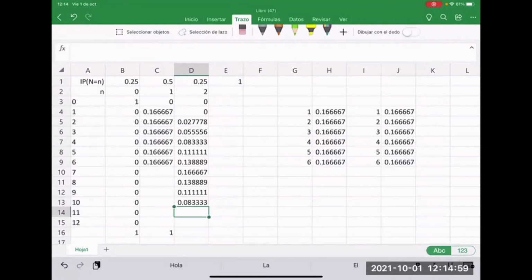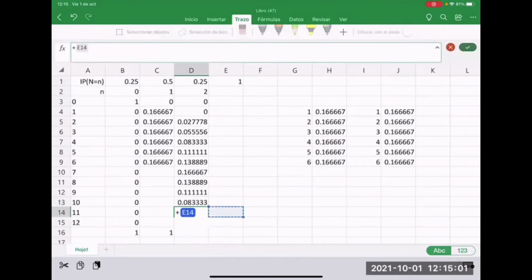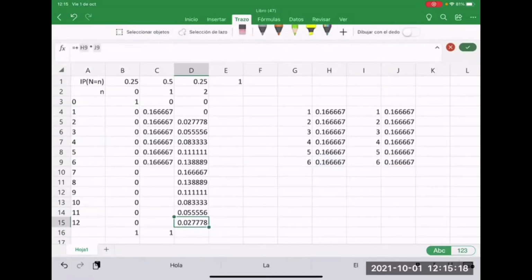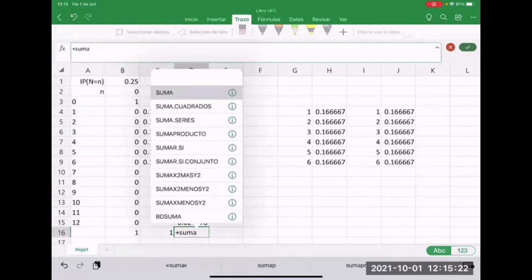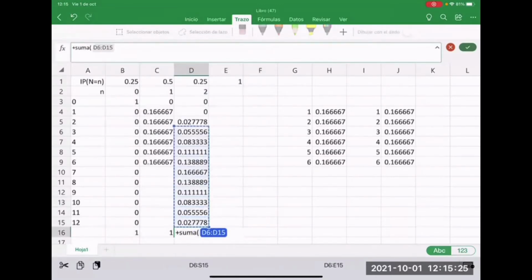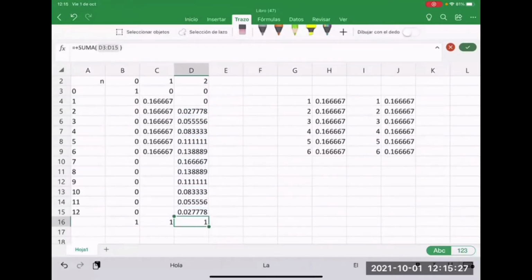Now, to get the 11, what do we need to have? Okay, it's just 2 ways: a 5 and a 6, or a 6 and a 5. And of course, to get the 12, there's only one possible combination, which is the 6 and the 6. So now we are very happy because the addition of all these numbers is just 1.